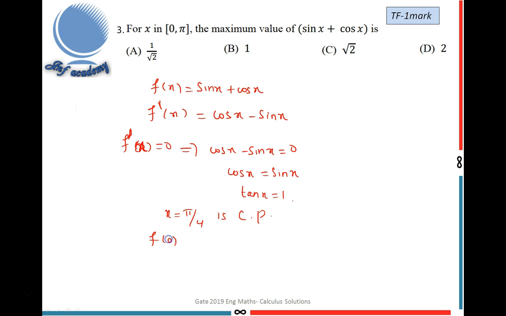First I find f of 0. f of 0 is sin 0 plus cos 0, that is 1. f of pi by 4 is 1 by root 2 plus 1 by root 2, because cos pi by 4 is 1 by root 2 and sin pi by 4 is also 1 by root 2. So this is root 2. Next endpoint is f of pi, and f of pi equals minus 1. I have to find the maximum value of f. Here root 2 is 1.414. So the maximum value of f is this one. So the final answer is option C.